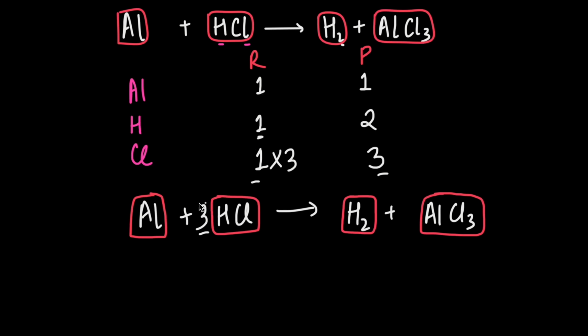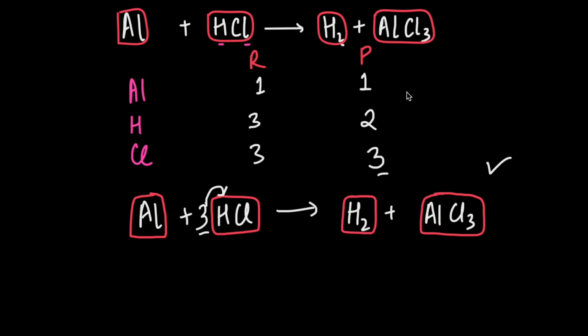It was 1 and now it has turned 3. How? Because the 3 outside of the box will get multiplied to the hydrogen on the inside. So here the tally becomes 3. So we have 3 hydrogens, and then on the product side we have 2, and chlorine is balanced on the reactant as well as on the product side.